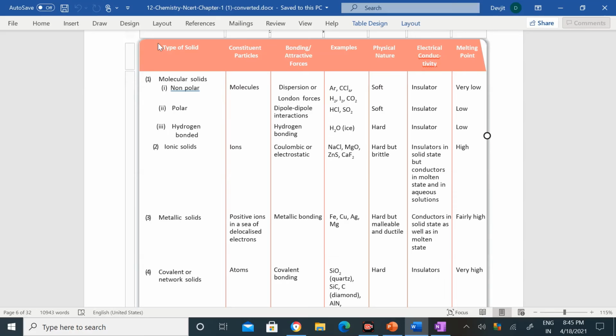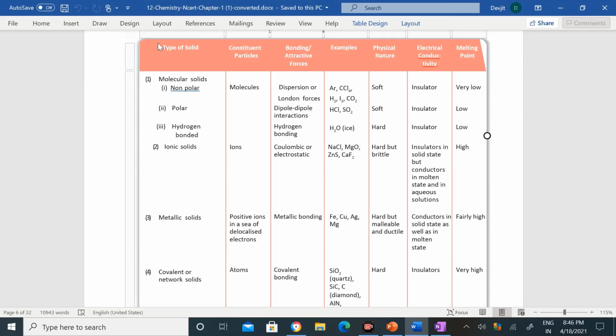I am talking about the force of attraction between two molecules, between two ions, between two metallic kernels, and between two atoms. Within a molecule, atoms are strongly held, but two molecules are held by London force, which is very weak. That's why they are easy to cut, because they are soft. And as there are no ions and electrons, they are insulators, and the melting point is very low.